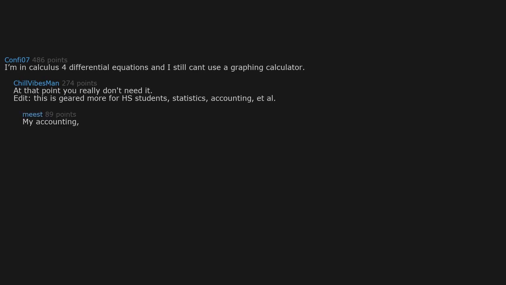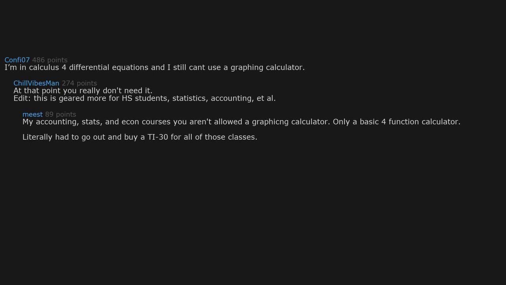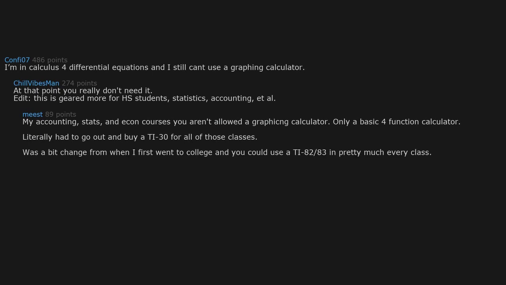My accounting, stats, and econ courses you aren't allowed a graphing calculator. Only a basic 4-function calculator. Literally had to go out and buy a TI-30 for all of those classes. Was a big change from when I first went to college and you could use a TI-82/83 in pretty much every class.